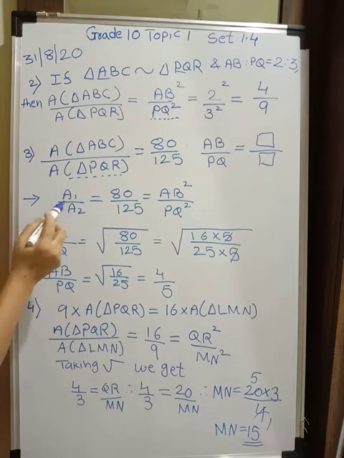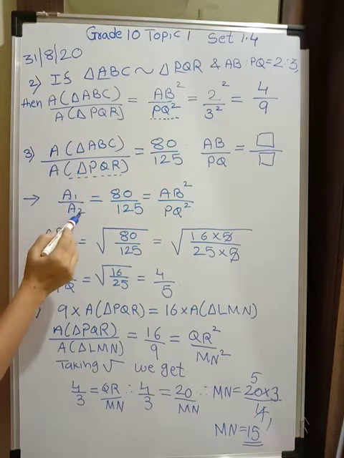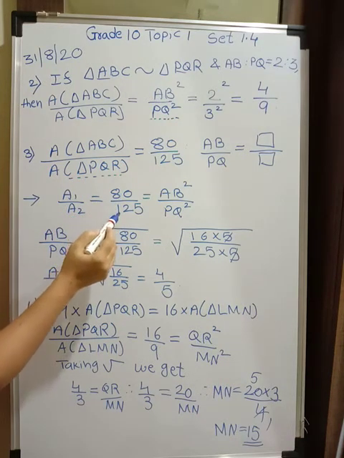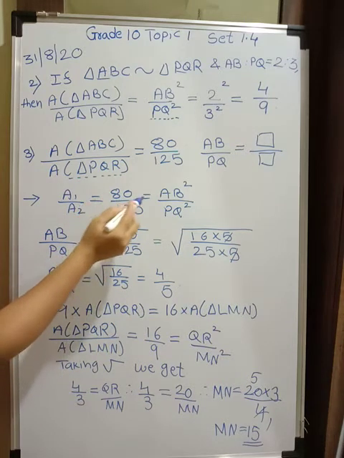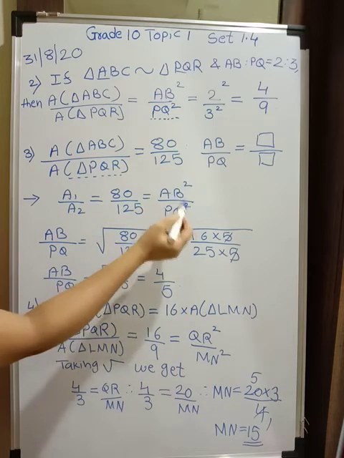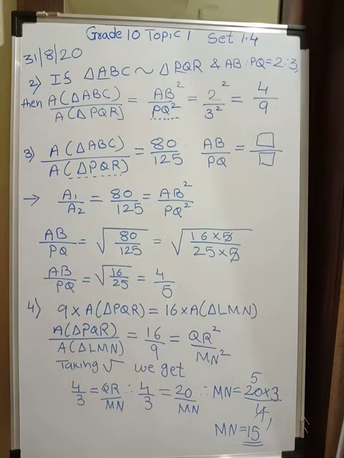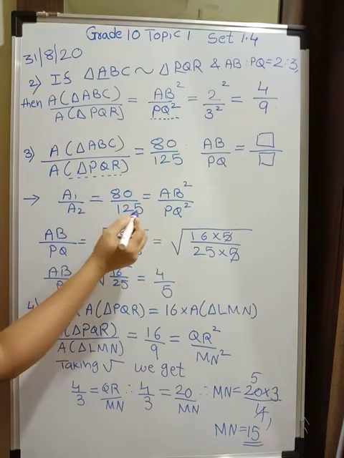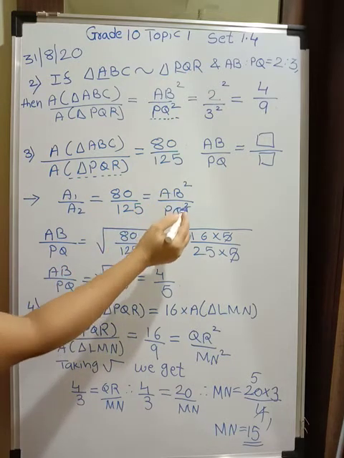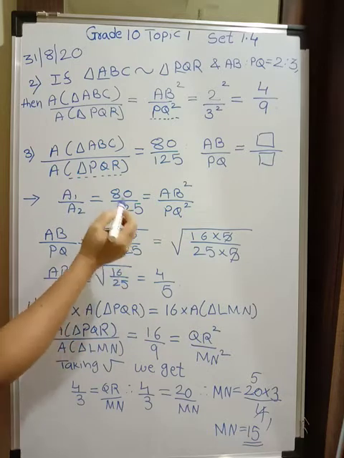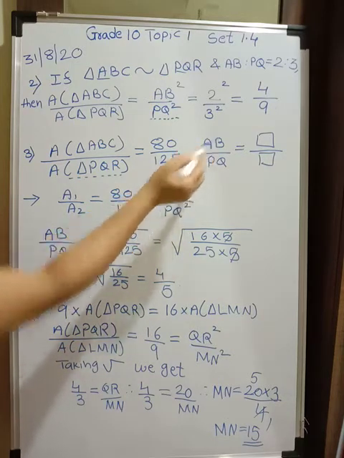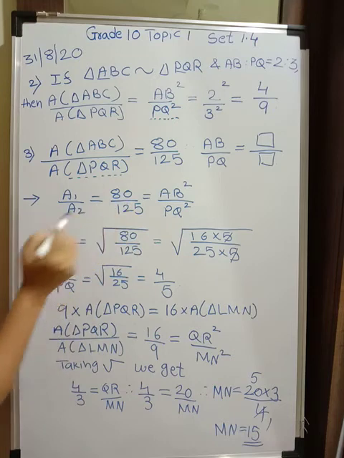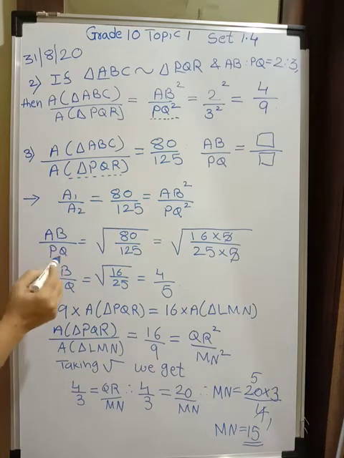See now, area of the first triangle upon area of the second triangle is equal to 80 upon 125. These both values are given. But what is the ratio of areas equal to? It is equal to the square of their corresponding sides, as per the theorem of area of similar triangles. Therefore 80 upon 125 is AB square upon PQ square. I want AB upon PQ, I don't want the square, so I have to take the square root of these two values. So AB upon PQ is square root of 80 upon 125.